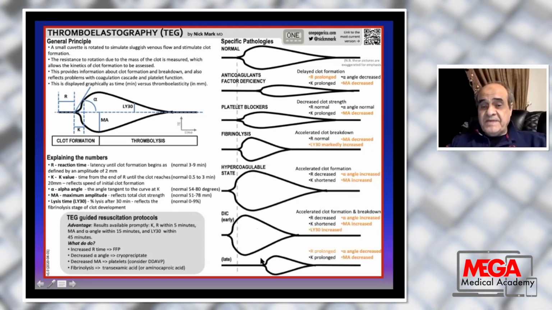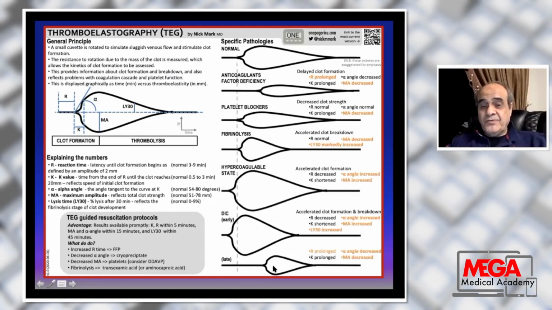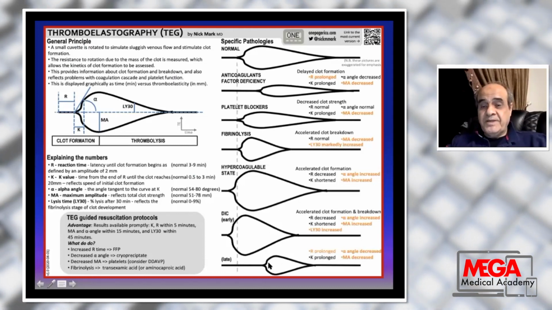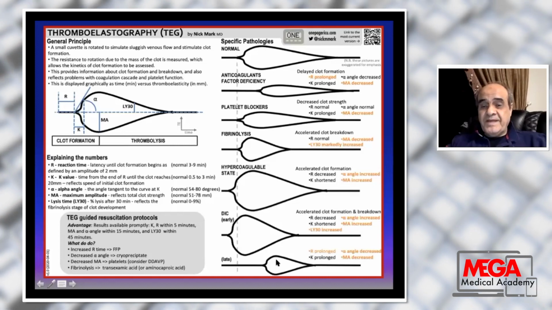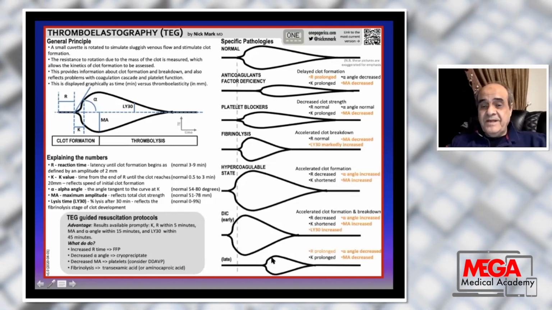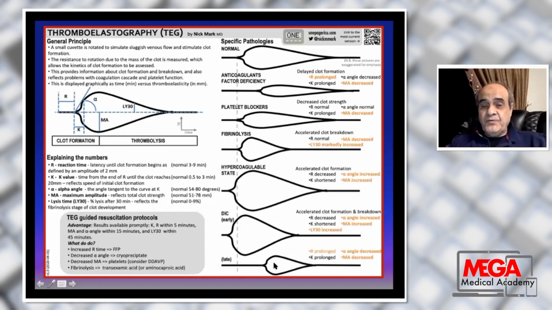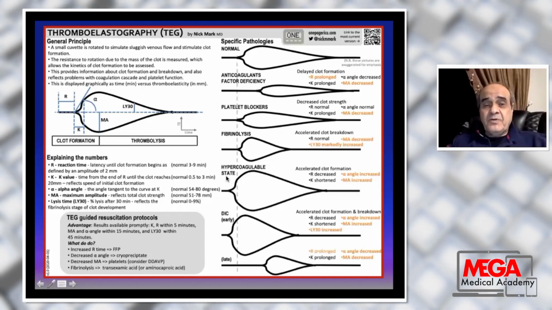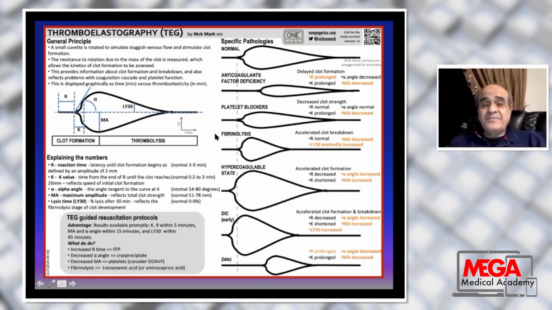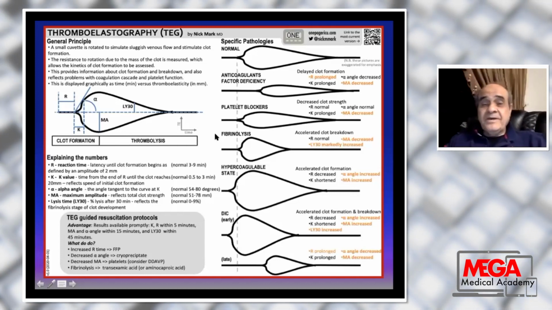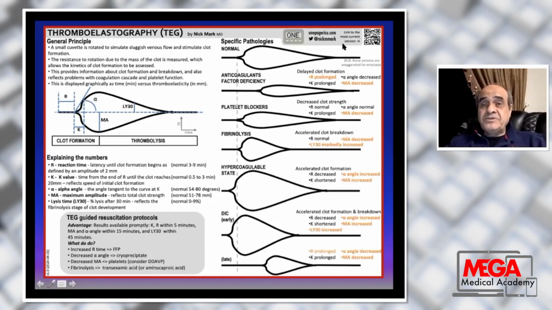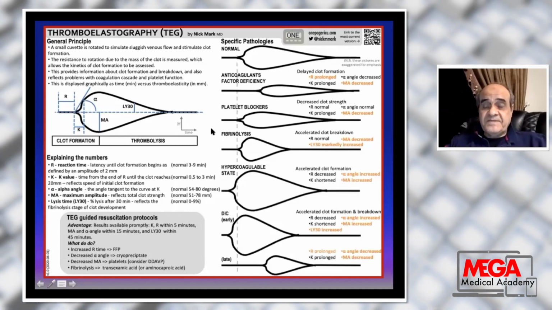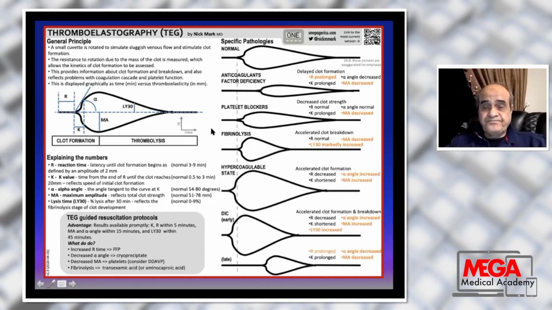And after that, the coagulability starts to decrease, hypocoagulability, and R is prolonged, the K time is also prolonged, the alpha angle is decreased here, and the maximum amplitude is decreased. So from the interpretation of the thromboelastogram, I can predict which ingredient or which factor is decreased or deficient, and I can manage it.